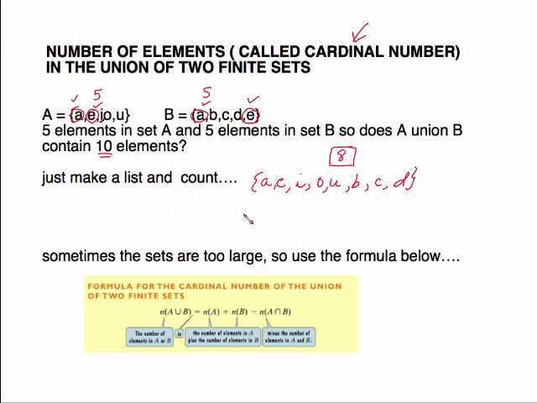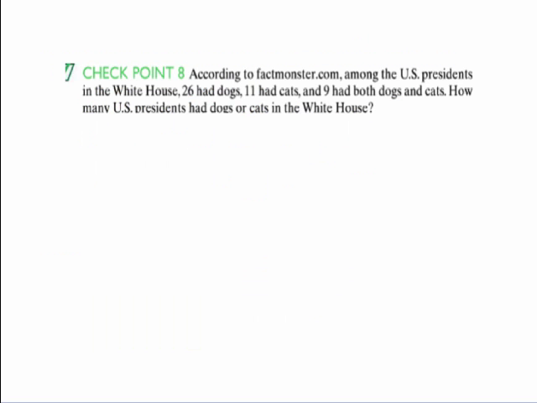So let's take a look at this from the formula standpoint. How many elements were in A? 5. How many elements were in B? 5. How many elements are in the intersection of these two? 2. And if you add that up, 5 plus 5 is 10. Take away 2 is 8 elements. So when you're asked to do this, you're being asked to come up with the number, not necessarily the individual elements.